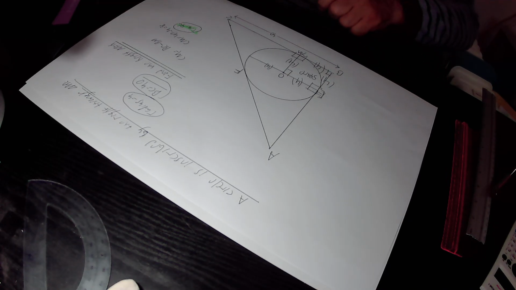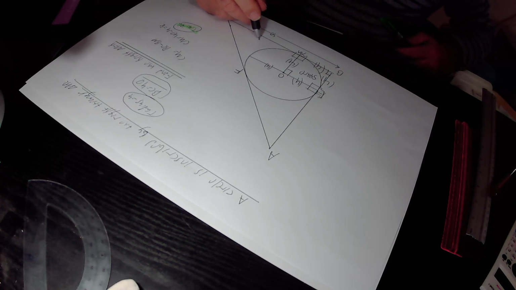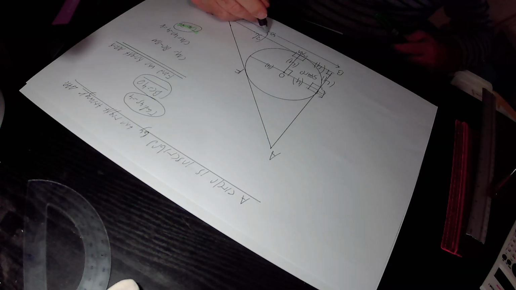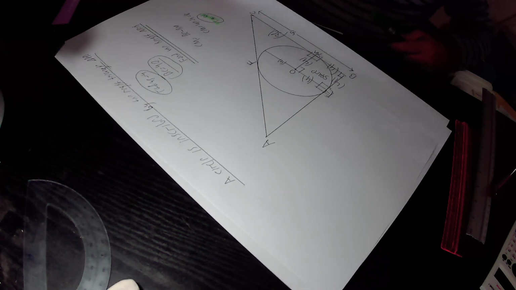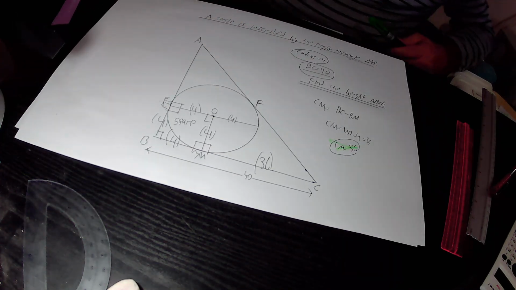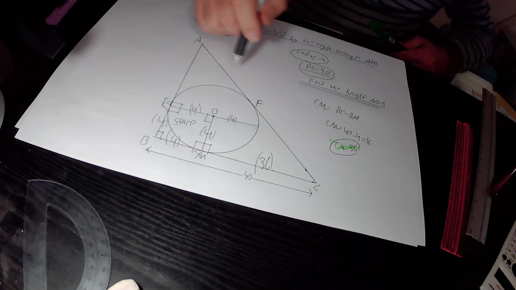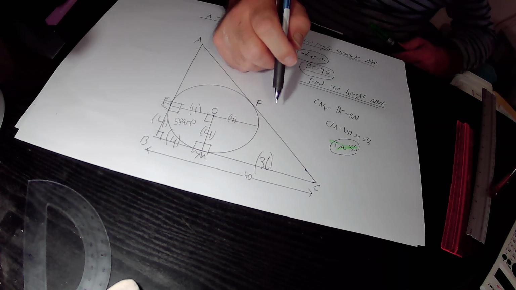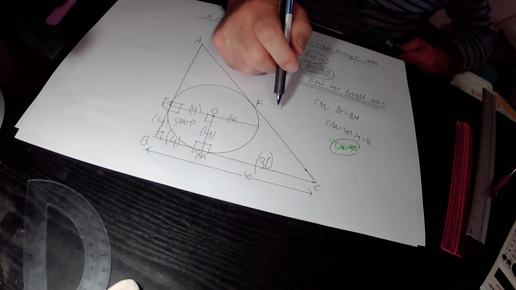And again, CM equals 36 units in its length. And according to rule 2, we already found out that CM equals CF, but CM is 36, therefore CF must also equal 36 units in its length.